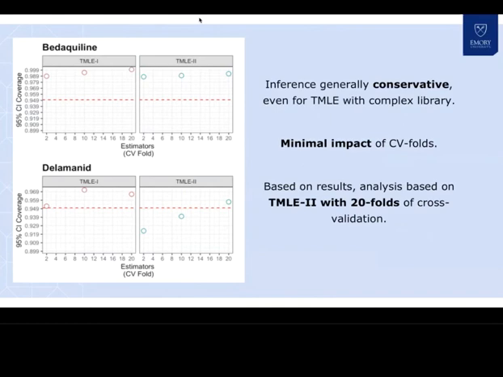Based on the results we saw from the simulation study, we selected doing an analysis based on the more aggressive TMLE. We felt pretty comfortable that we weren't really at risk of overfitting too much, even in the small data set.